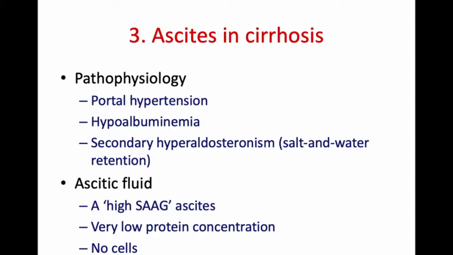Secondly, in the case of cirrhosis, there's also hypoalbuminemia, therefore reduced colloid osmotic pressure inside the capillary in the peritoneum. And thirdly, there's a secondary hyperaldosteronism giving rise to salt and water retention. And that happens because the liver, in the case of cirrhosis, is unable to catabolize some hormones, which produces a slight drop in the arterial pressure.